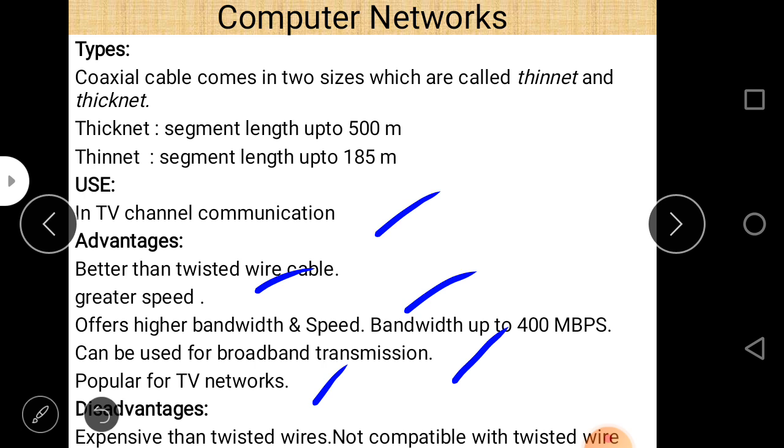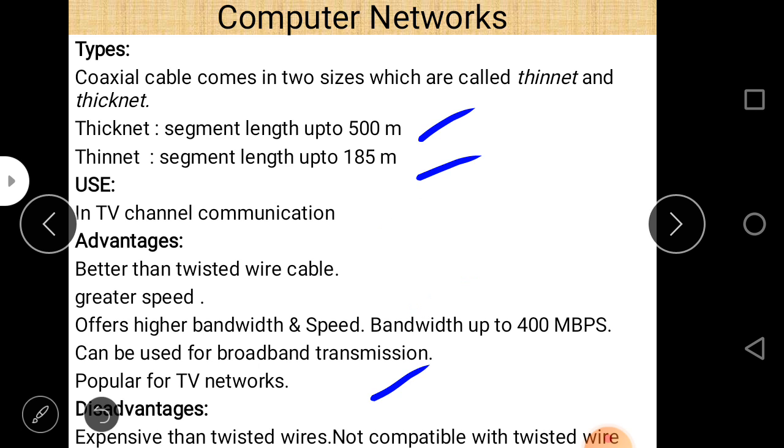As far as the disadvantages are concerned, the only disadvantage is that it is more expensive than twisted pair cable, and it is also not compatible with twisted pair cable. There are two types, thicknet and thinnet, and the difference is in terms of segment length. Thicknet is 500 meter and thinnet segment length is 185 meter.